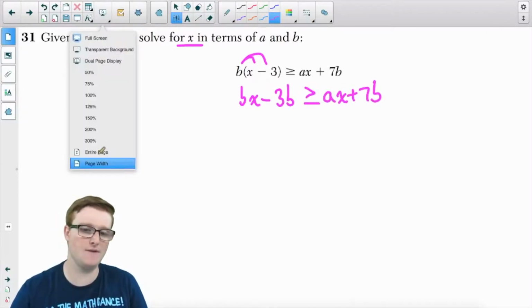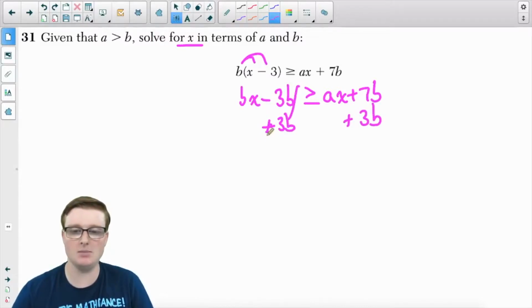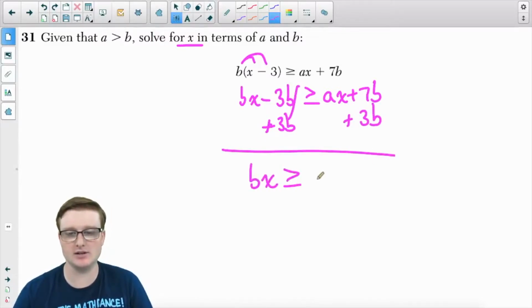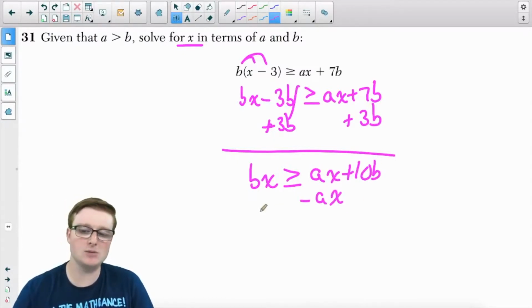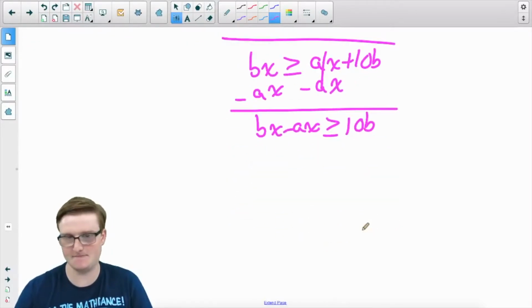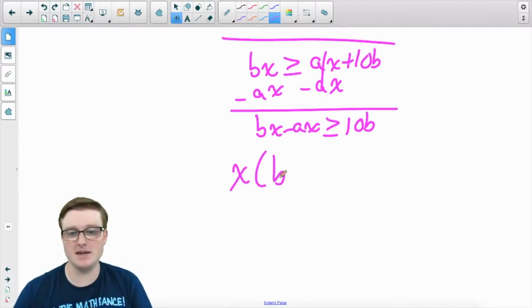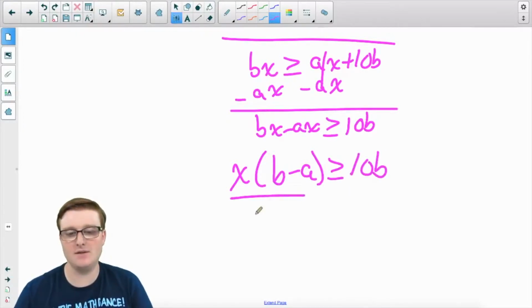Remember that you're solving for the value of x. So what I'm going to do is add my 3b on both sides. We get bx is greater than or equal to ax plus 10b. I am now going to subtract ax on both sides. I then get bx minus ax is greater than or equal to 10b. Let's continue to solve. You could factor out an x, and you're left with x times b minus a is greater than or equal to 10b. Divide by b minus a on both sides.